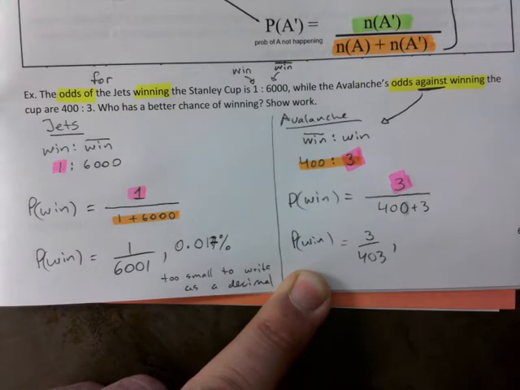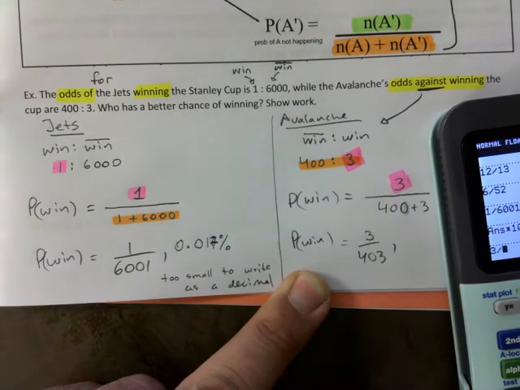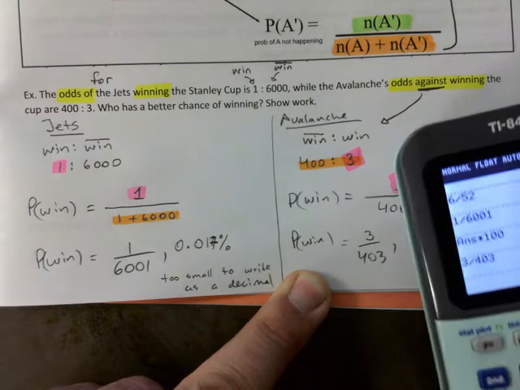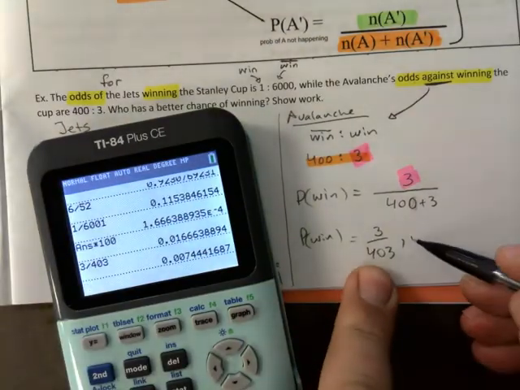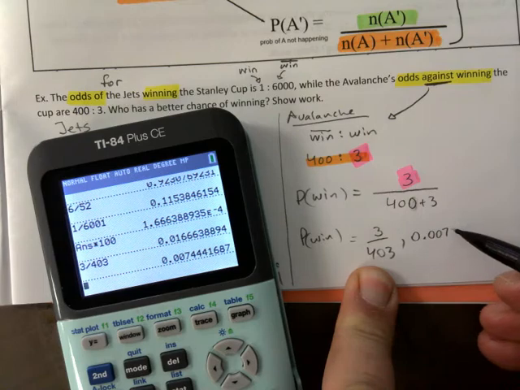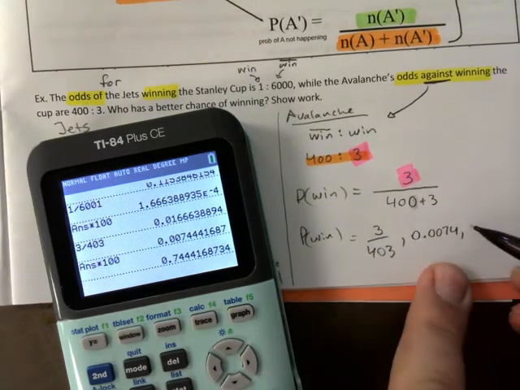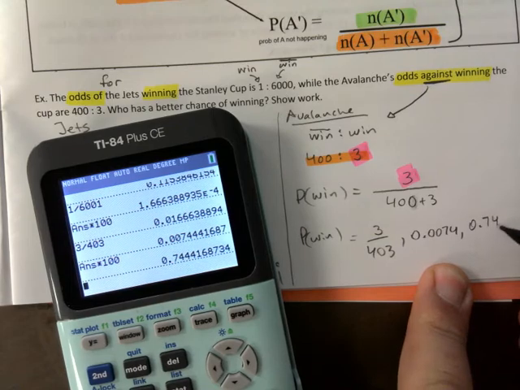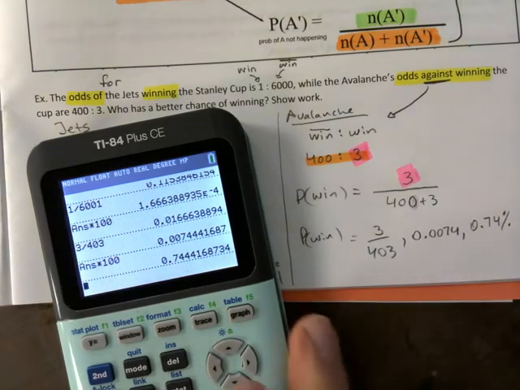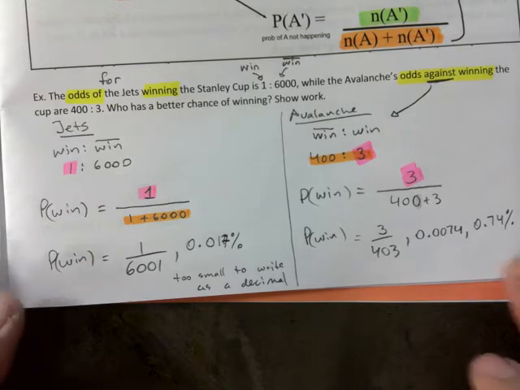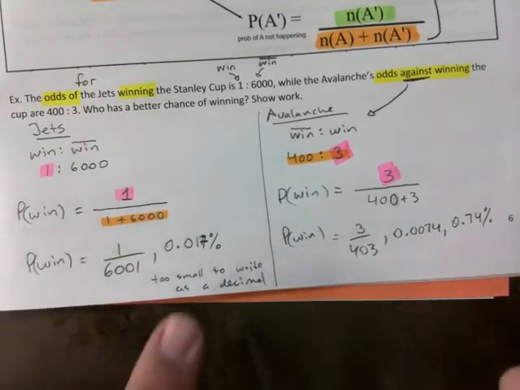Let's turn that into a decimal. It's better, right? We can handle that. 0.0074 times 100, right? You shift the decimal. That's 0.74%. So who has a better chance? It's the avalanche, right?